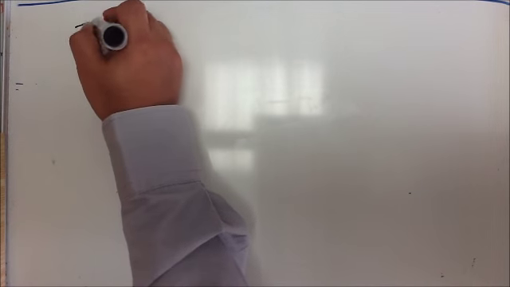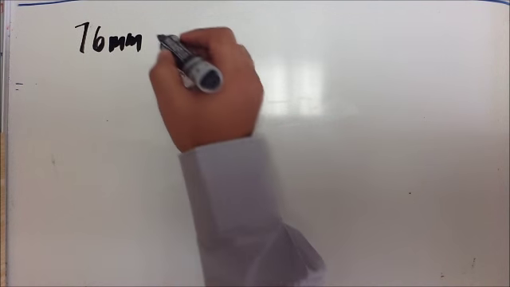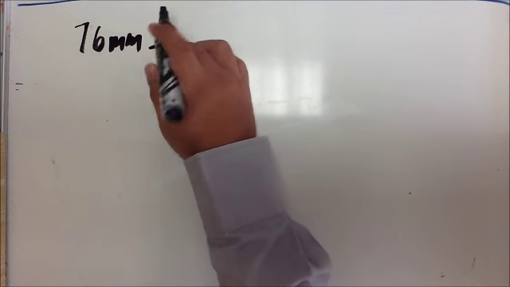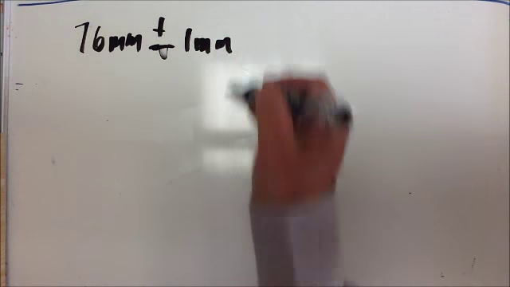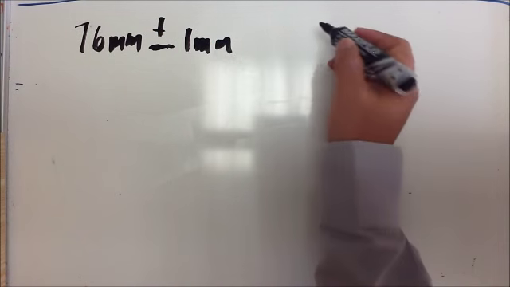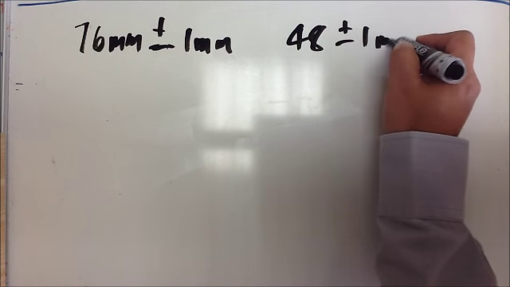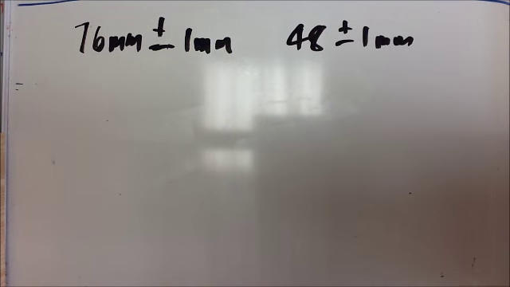Let's take, for example, two measurements done with the meter rule. Let's say we've got 76 millimeters, and the uncertainty in that will be plus or minus 1 millimeter. Let's take a second reading of, let's say, 48 plus or minus 1 millimeter. In this case, the absolute uncertainty for this measurement is 1 millimeter in both cases. However, if we consider what percentage that is of the actual measurement, that is what we mean by relative uncertainty.